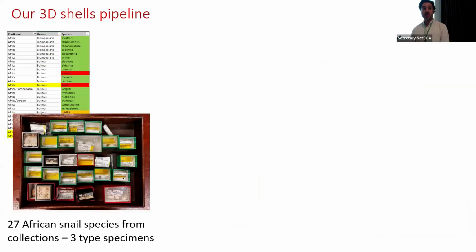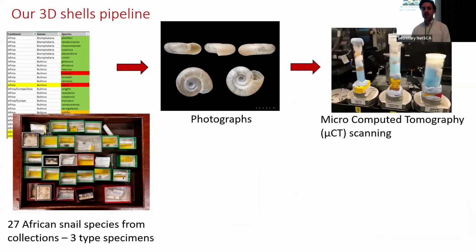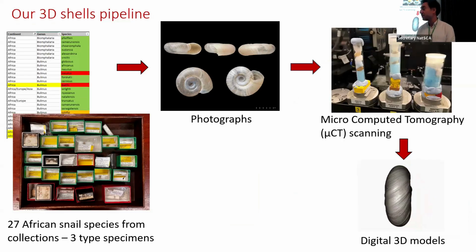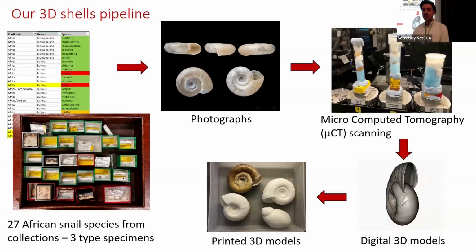So we developed a pipeline where we chose 27 species of African Schistosomiasis vector snail shells out of the collection. We also have a couple of type specimens. We chose one individual per species, and that shell was photographed by our photo unit. Then we scan it using microcomputer tomography. We developed the digital 3D models, and some of those 3D models were then 3D printed. You're welcome to have a look at those prints that I show around.